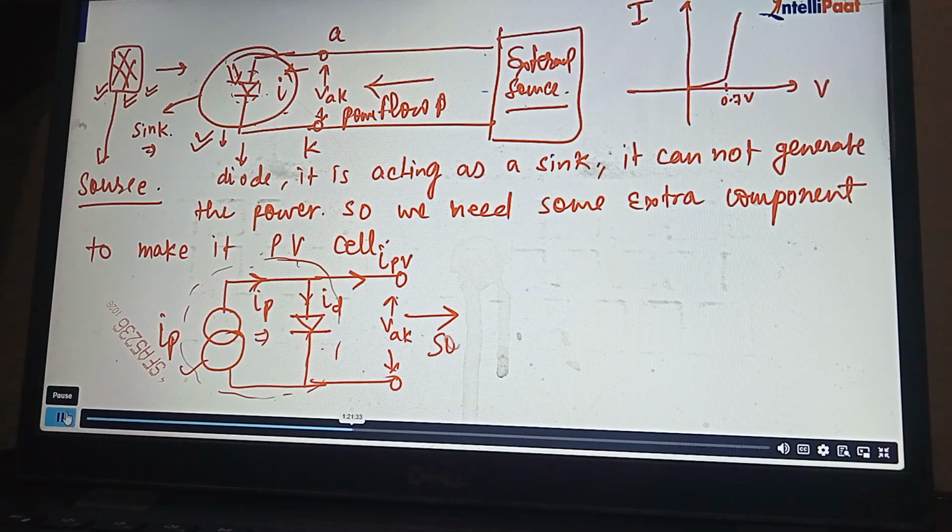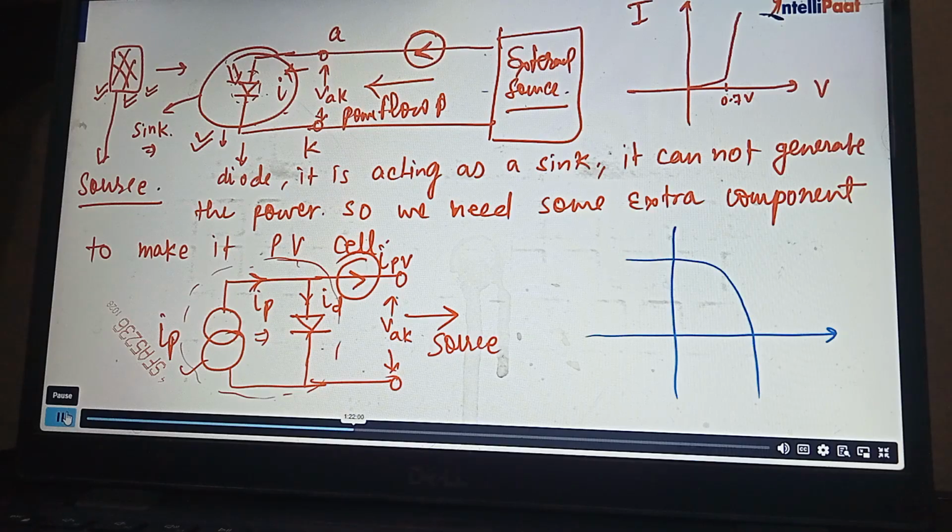Now this becomes a source. This was a sink. The direction of current is also changed. Initially the direction of current was this, now it is changed to this. If the direction of current is changed, my characteristic will also be flipped. So if I have the initial characteristic in this manner, it will flip in this way. This is I and this is V.